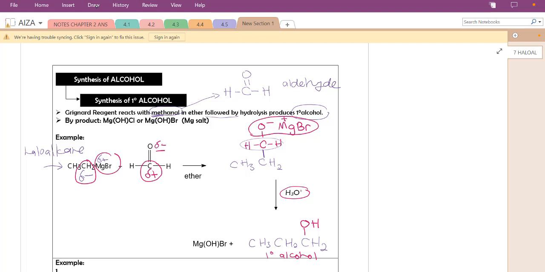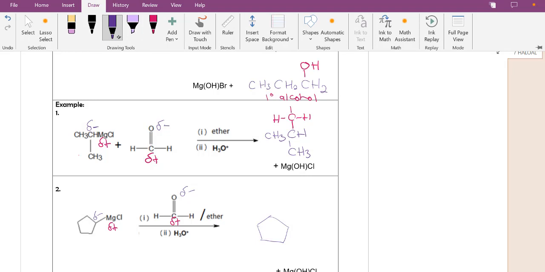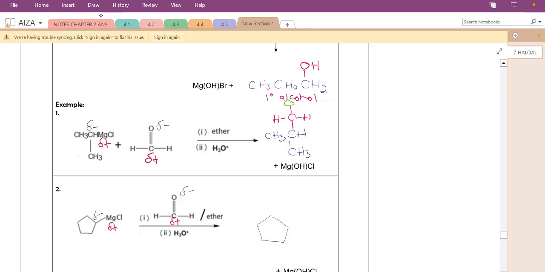Okay, so ini kalau kita buat step by step. Okay, sebab bila kita ada perkataan followed by, kita boleh juga gunakan 1 and 2. Okay, so carbon delta minus jumpa dengan carbon delta plus. So, carbon delta minus buat bond dengan carbon delta plus. So, okay, so O minus MgCl plus, after hydrolysis, dia akan jadi OH. So, ini adalah alkohol yang form. So, this is the by-product.